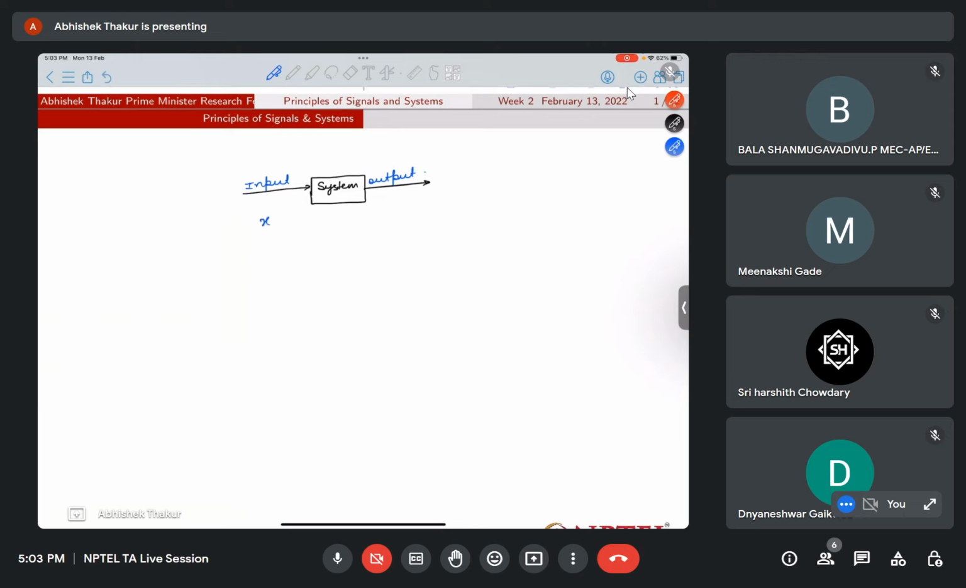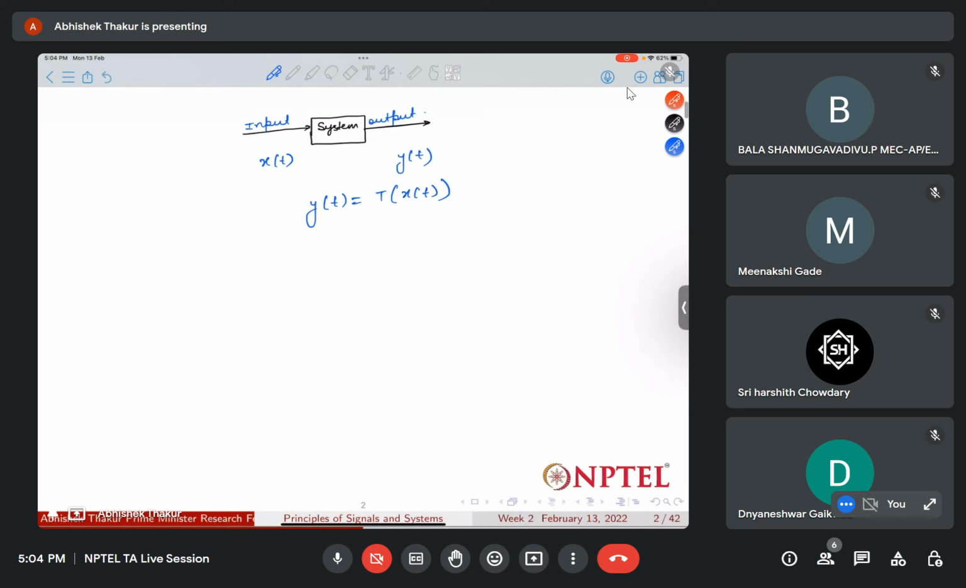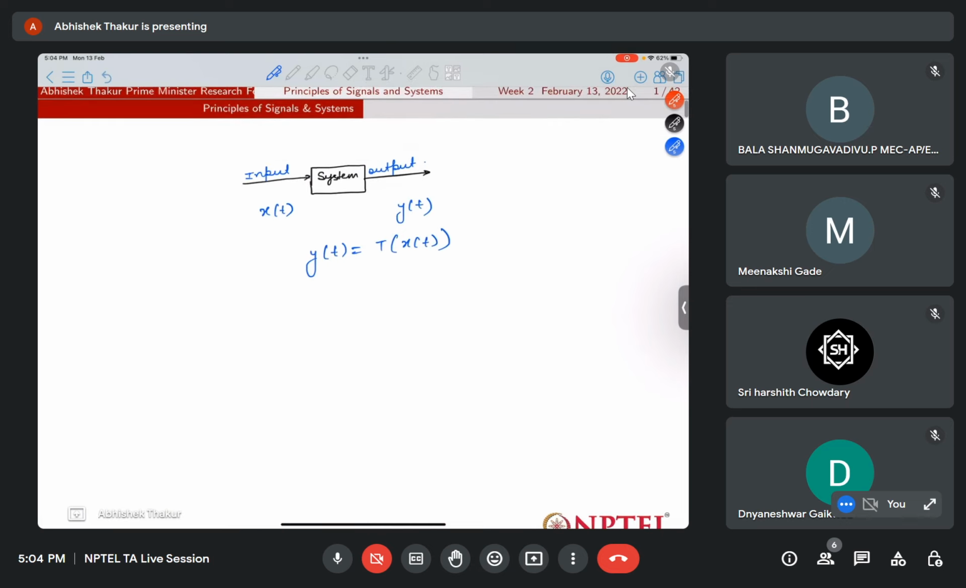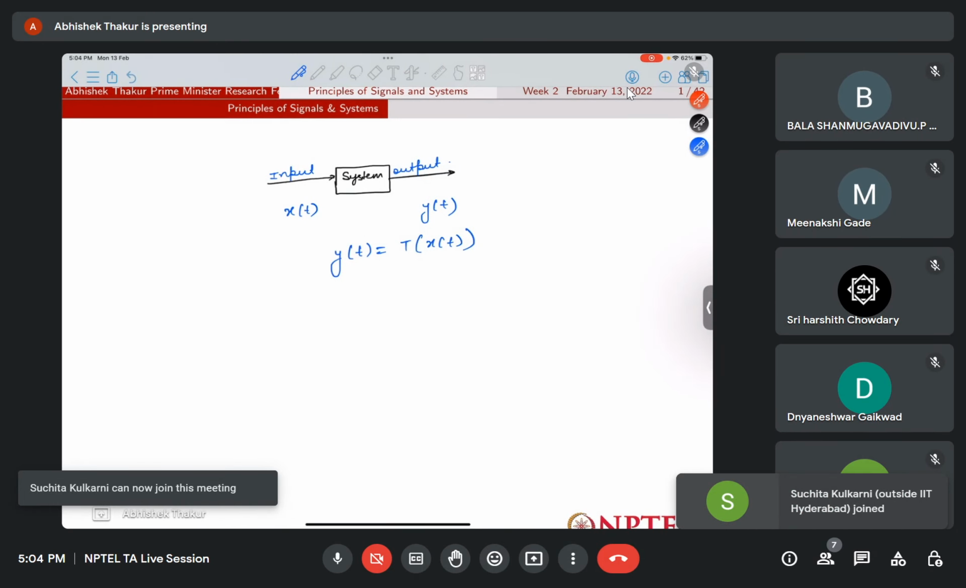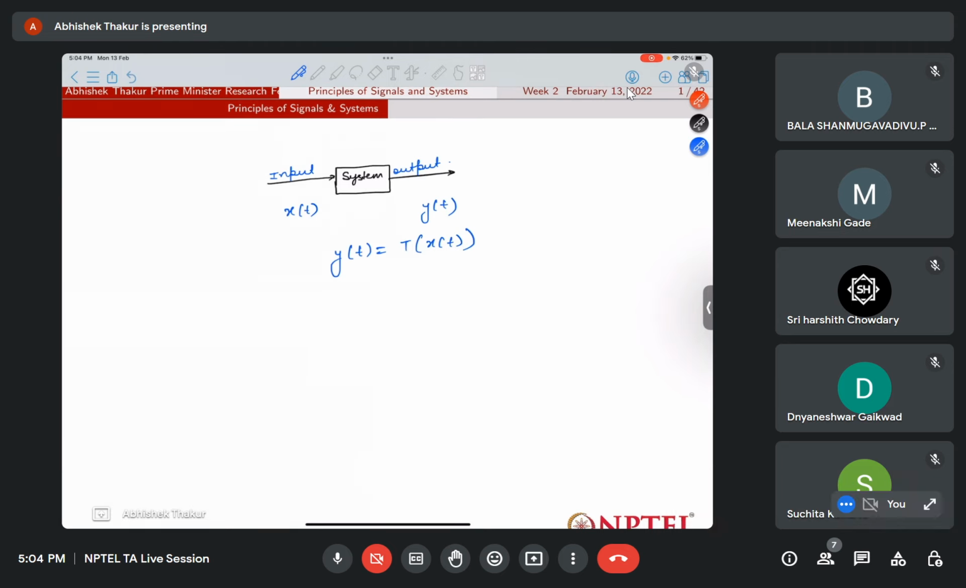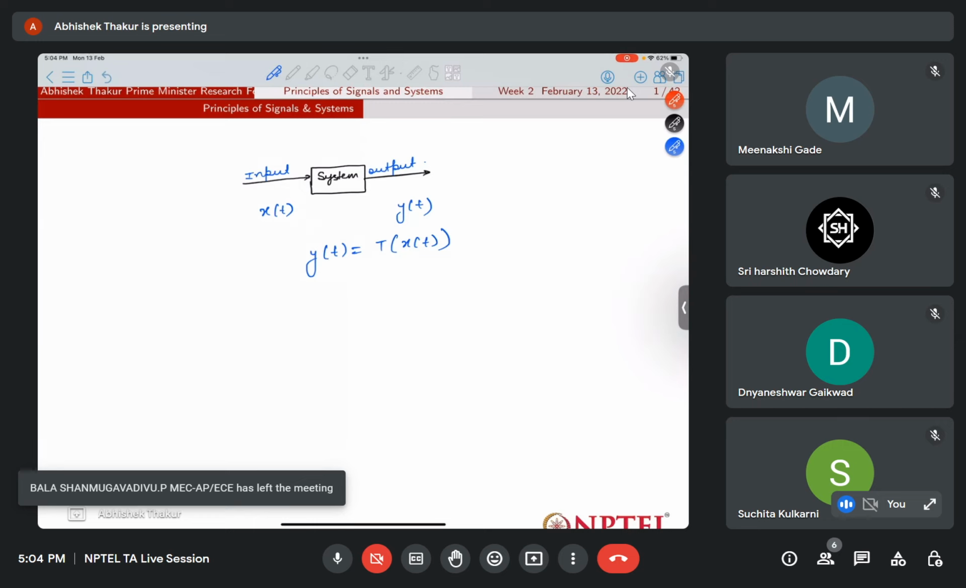Let's suppose the input given is x(t) and the output produced is y(t). So y(t) will be a transformation of x(t), and this transformation is done by our system here. This is the basic definition of a system. If you want to write it, you can write: it is an operator which maps the relation between input signal and output signal by some mechanism of transformation.